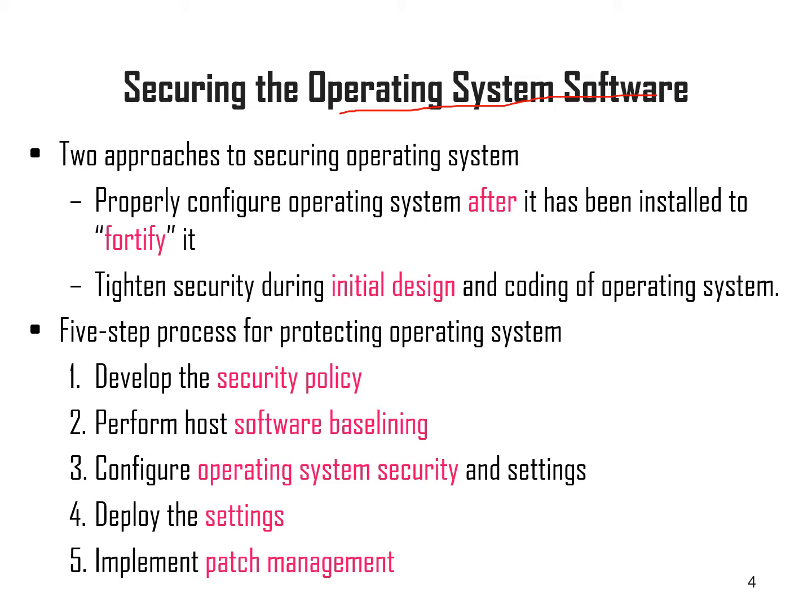Say for example, Windows, right? Windows 10 we are currently using, and Windows 7 we have seen. In the Linux platform, we may use Kali Linux, Ubuntu or Fedora. So there are different versions of operating systems. What are the two approaches that are used for securing the operating systems? The first is to properly configure the operating system after it has been installed, to fortify it.